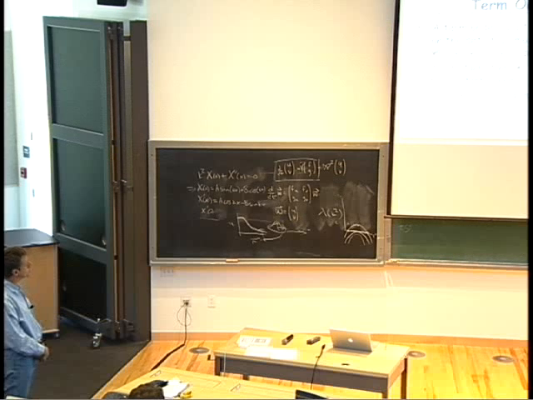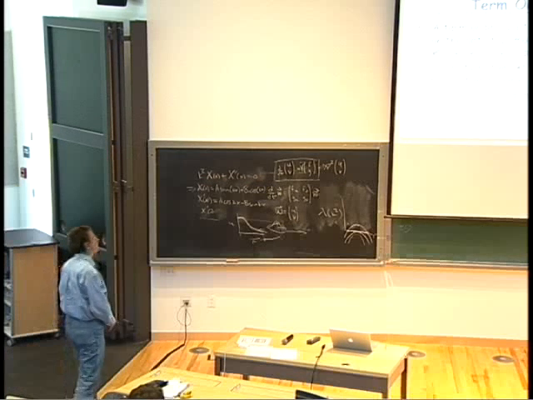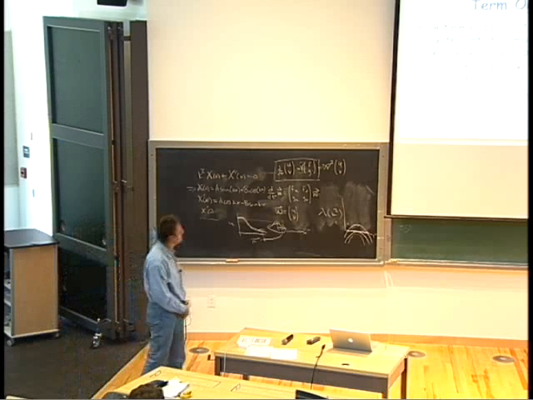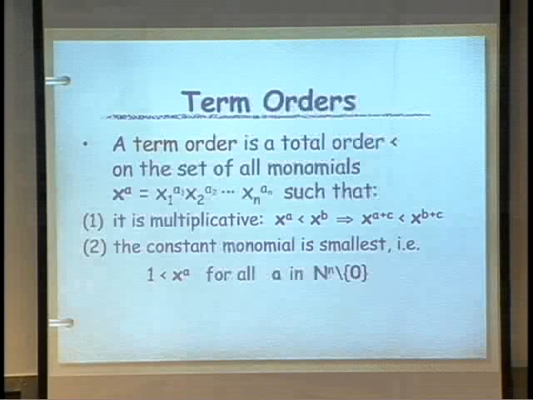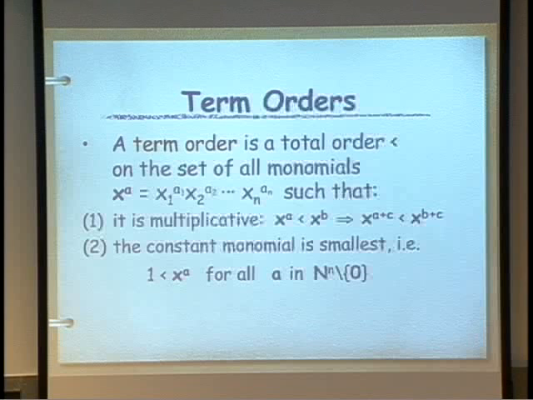So a term order is a total ordering on the set of all monomials, x1 to the a1, x2 to the a2, up to xn to the an, which is multiplicative. So if Lior and I are monomials, and I'm smaller than Lior, then that relationship will be maintained if we get multiplied by Reinhard. That's what it means to be multiplicative. And there's one loser, and that's the constant monomial. The monomial 1, also known as x to the 0, is the unique smallest monomial.